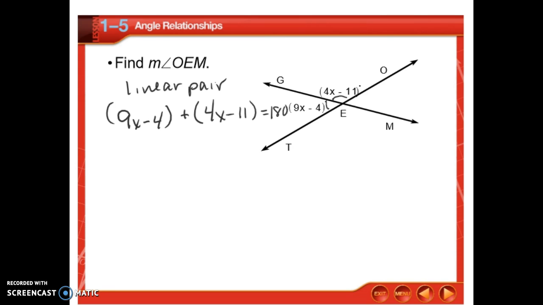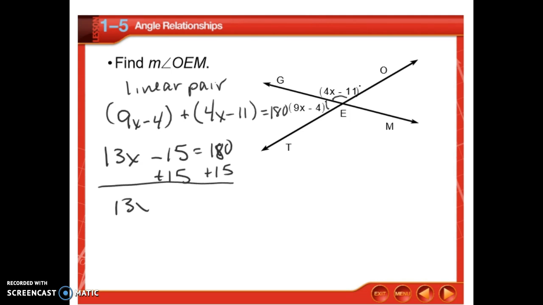So the algebra part is you combine your like terms. 9x plus 4x makes 13x. Negative 4 minus 11 is negative 15. That equals 180. Add 15 to both sides. You end up with 13x equals 195. Divide both sides by 13. And you get x equals 15. Well, that's just x. x is 15, and we're asked to find the measure of angle OEM.